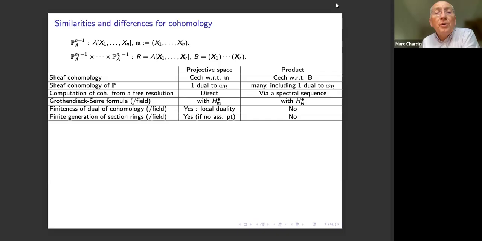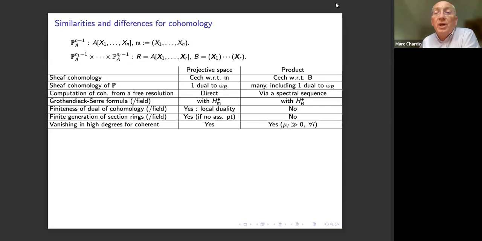Also, if you look at the finite generation of the section ring, and again you assume you have a field, then if you have a variety and no associated points, I mean it's not of dimension 0, then this is finitely generated. But if you're over a product of projective spaces, unless you're a product of varieties, it's essentially never finitely generated. So the section ring is not finitely generated over the polynomial ring. Okay.